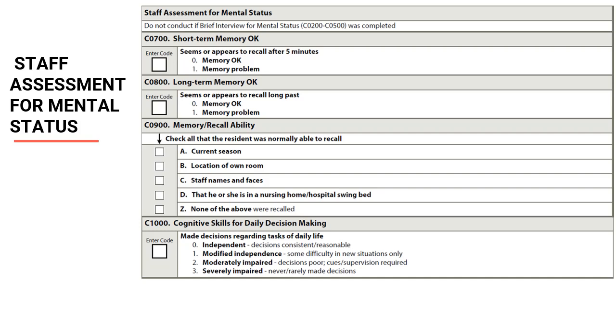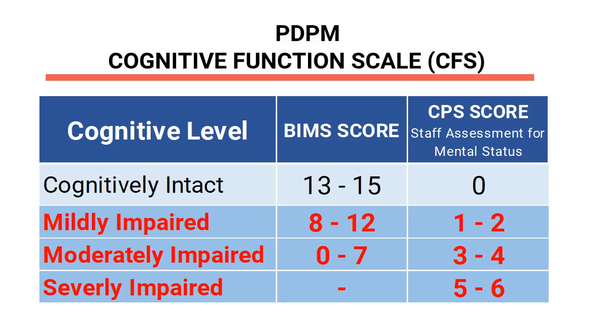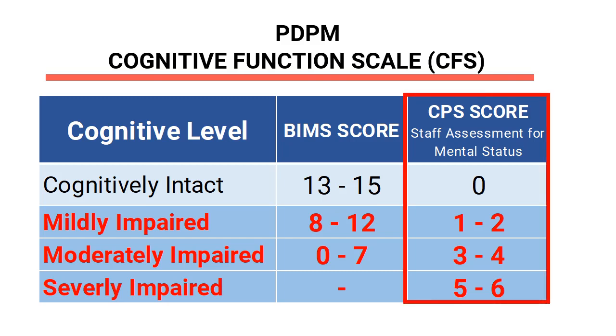Where a staff member takes decision-making responsibility away from the resident regarding tasks of everyday living, or the resident does not participate in decision-making, whatever his or her level of capability may be, the resident should be coded as impaired performance in decision-making. The Cognitive Performance Scale, or CPS, is used to score the patient based on the responses to the Staff Assessment for Mental Status.